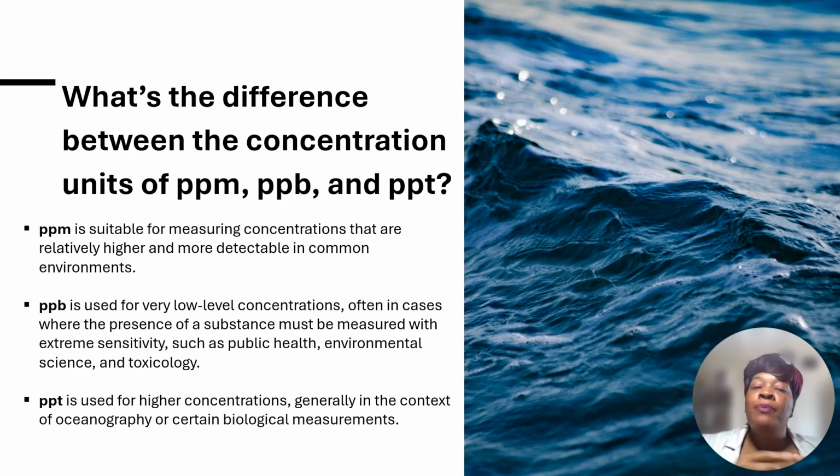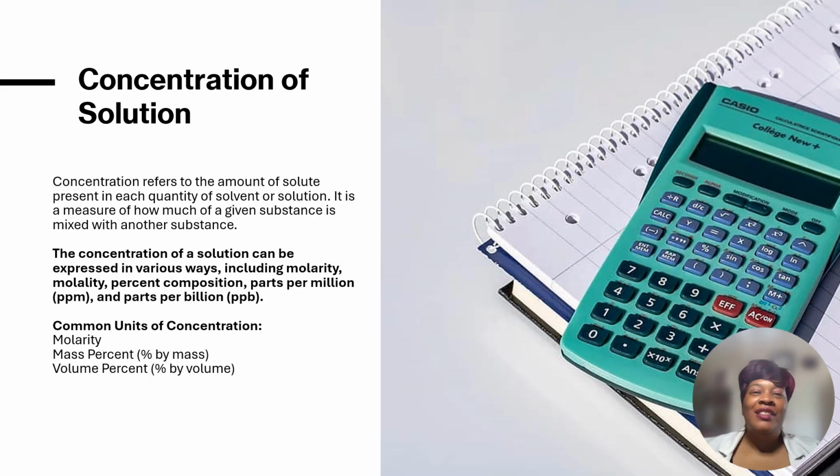Parts per billion is used for very low levels of concentration, often in cases where the presence of a substance must be measured with extreme sensitivity, such as public health, environmental science, and toxicology. And then there's that last one, parts per thousand. That's used for higher concentrations, generally in the context of oceanography or certain biological measurements.